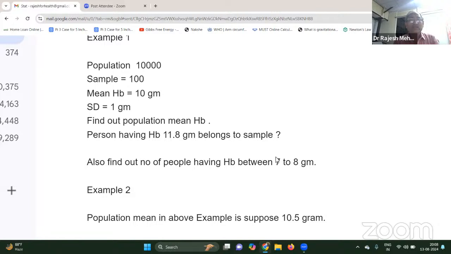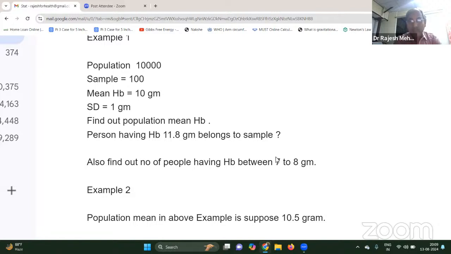We need to find out the number of people having hemoglobin between 7 to 8 gram. Can you find that out? And the government wants to give 1,000 rupees ration to all these people for increasing hemoglobin. At that time, the administrator needs to find out what the cost will be. How many people will be between 7 to 8 gram? How many people will be less than 7 gram?